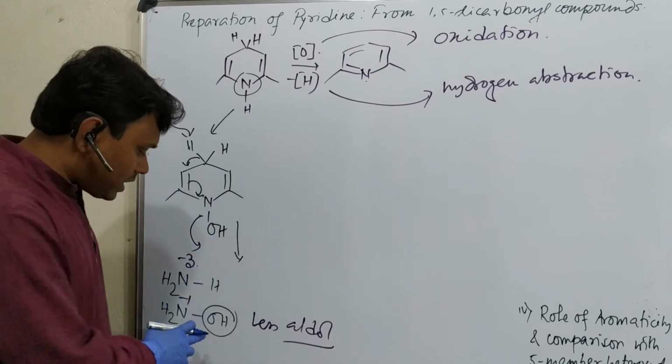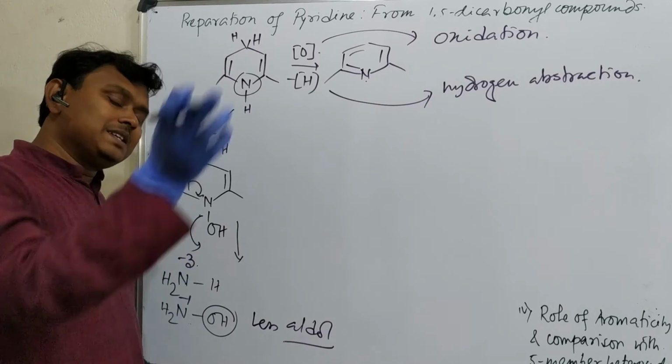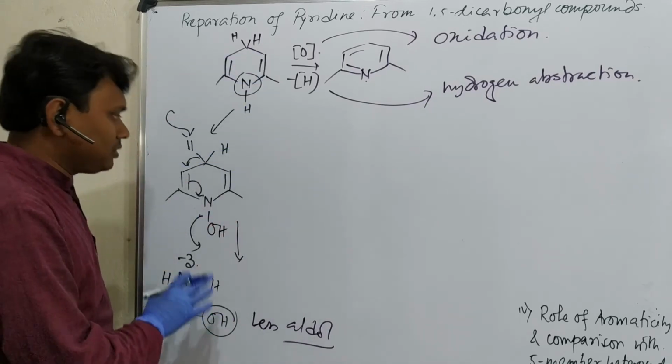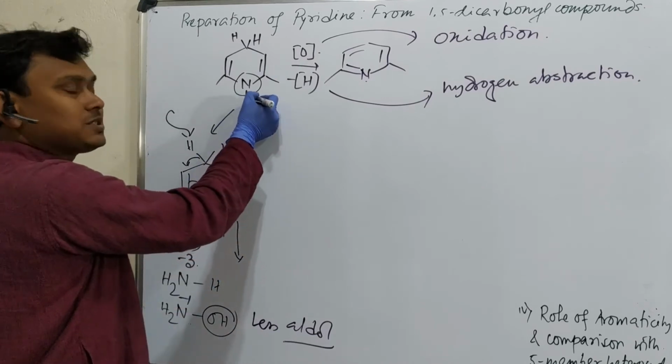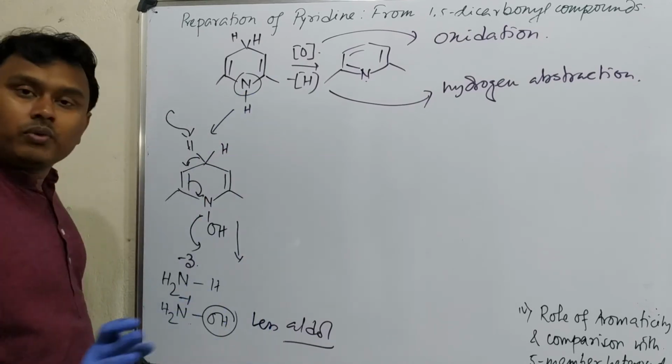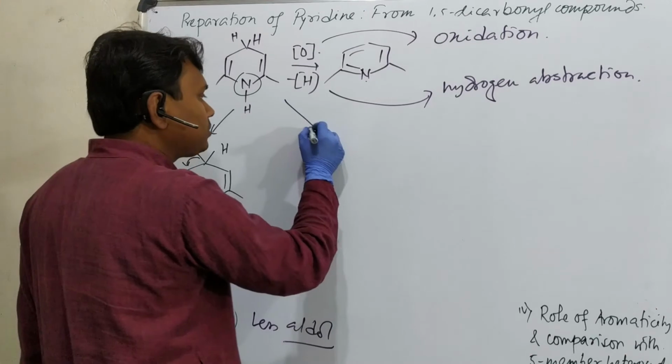Got it? If you don't understand that part, please go to the first part and come back here. You can understand. Everything is the same because one hydrogen was pending there. For that reason, we have taken OH. Fine. What is the second approach?